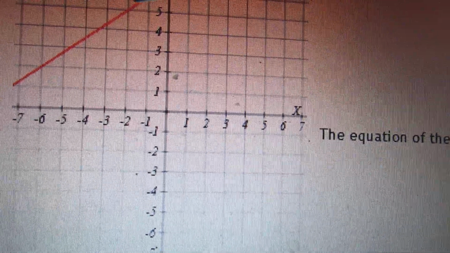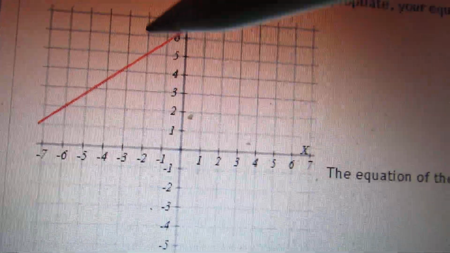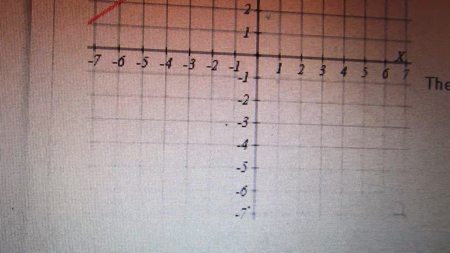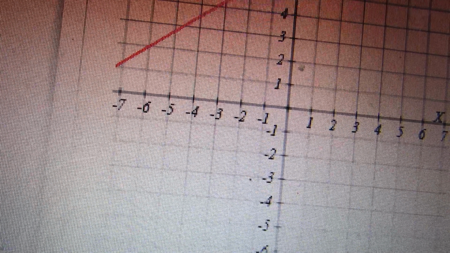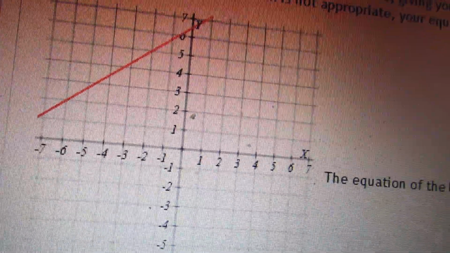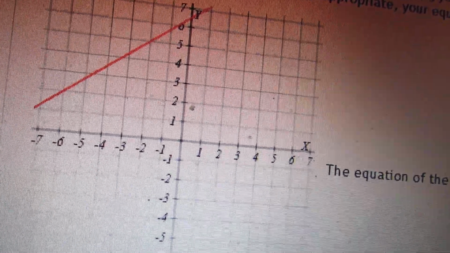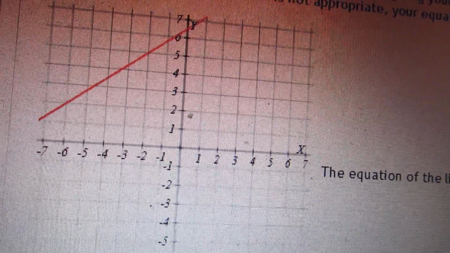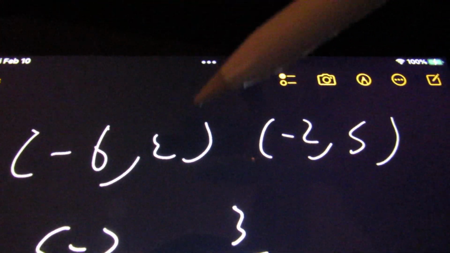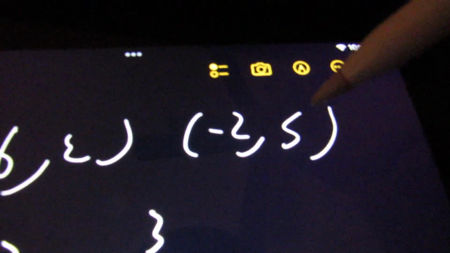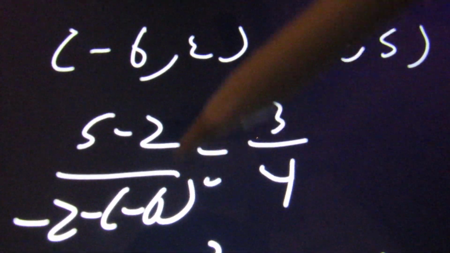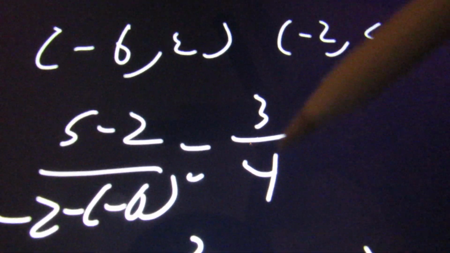So here what I would use is this point at -2, 5, and this point at -6, 2. I'm going to use those 2 points, find my slope, and then use one of them in the point slope form in order to find the equation of the graph. So I have -6, 2 and -2, 5. I find the slope by saying 5 minus 2 over -2 minus -6, which is going to be 3/4.